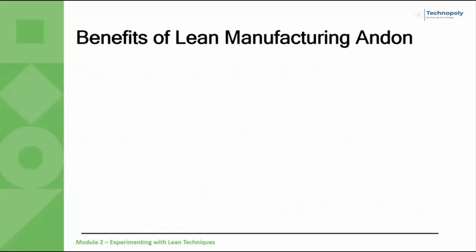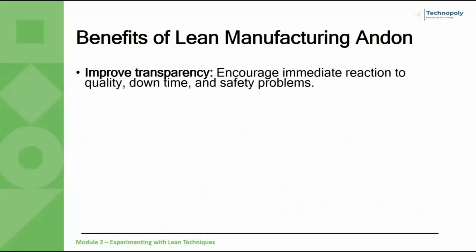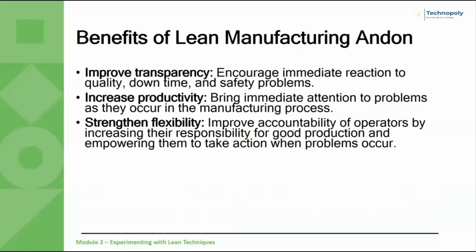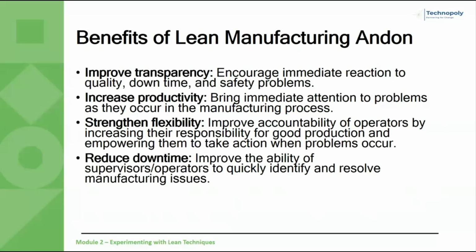Here are some of the benefits of using Andon in our workplace. It can improve transparency, as it encourages immediate reaction to quality, downtime, and safety problems. It can increase productivity as it brings immediate attention to problems as they occur in the manufacturing process. It can strengthen flexibility as it improves accountability of operators by increasing their responsibility for good production and empowering them to take action when problems occur.